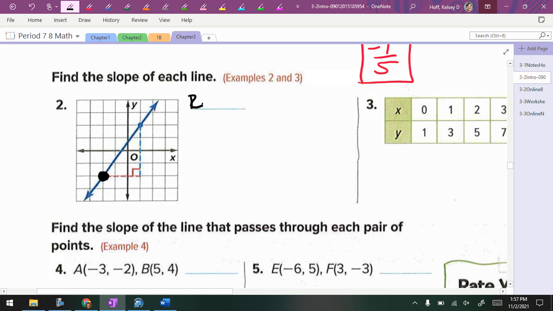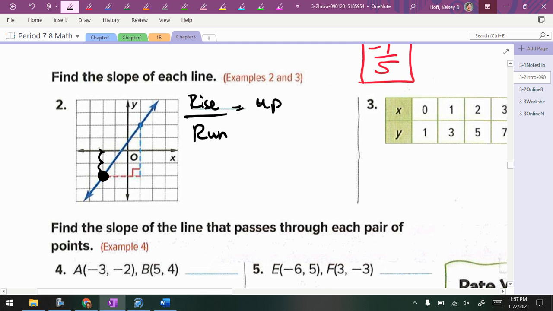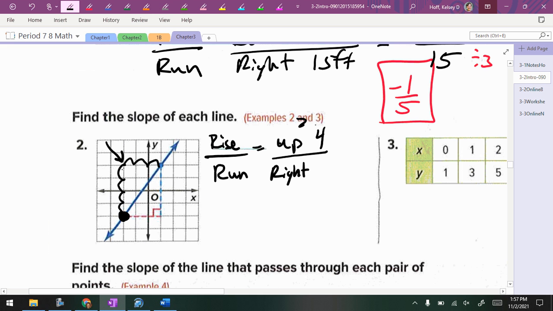And here's one of the times that Miss Hoff hates that they put those dashes on there. Because really, I always want you to rise before you run. So if I start at this dot, do I rise up or rise down? Up, how many? 4. Up 4. Now I'm here. Do I run left or run right? Right. How far? 3.